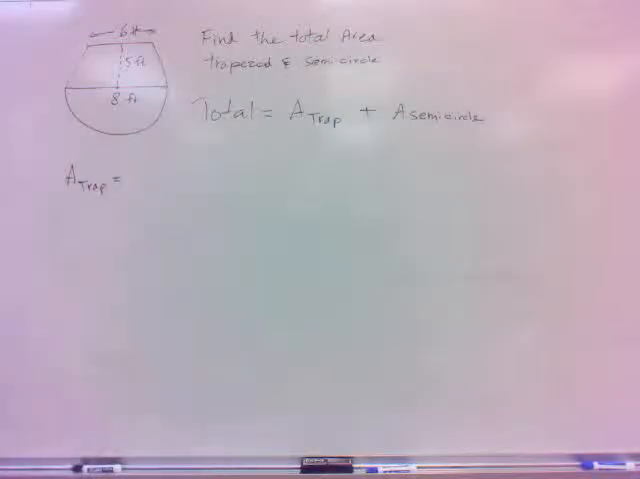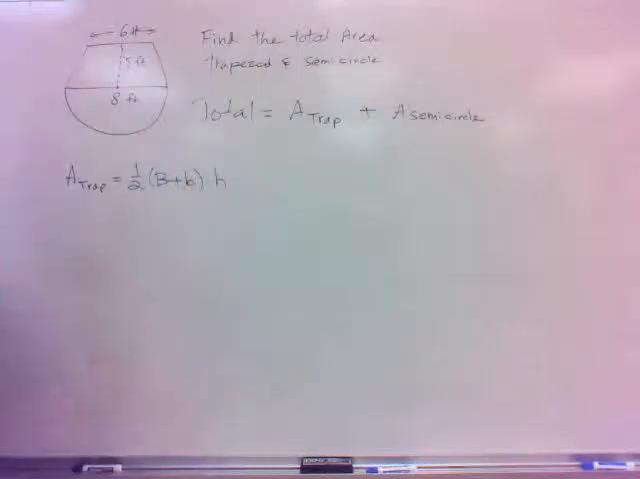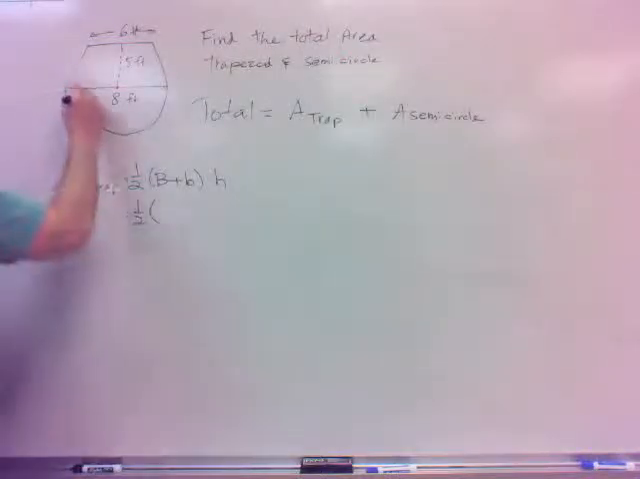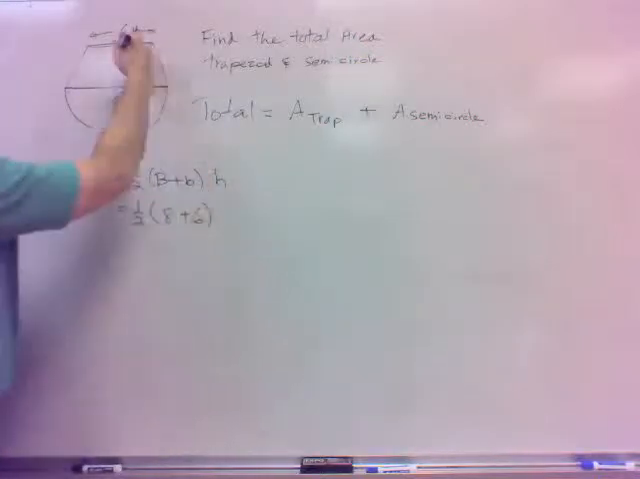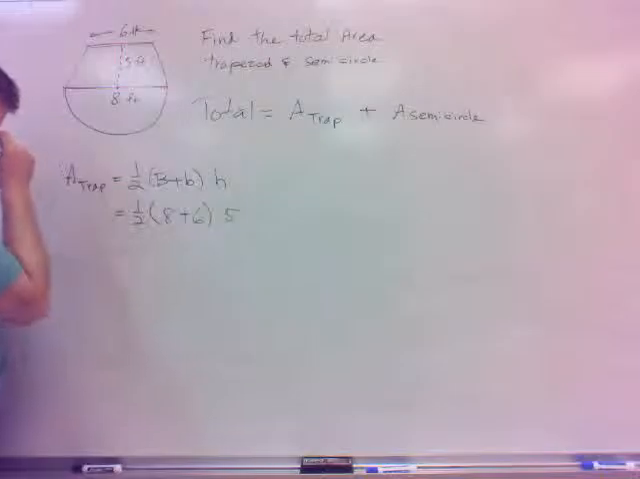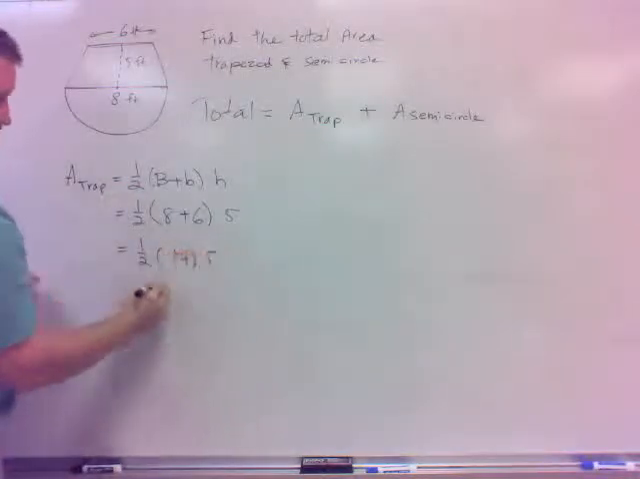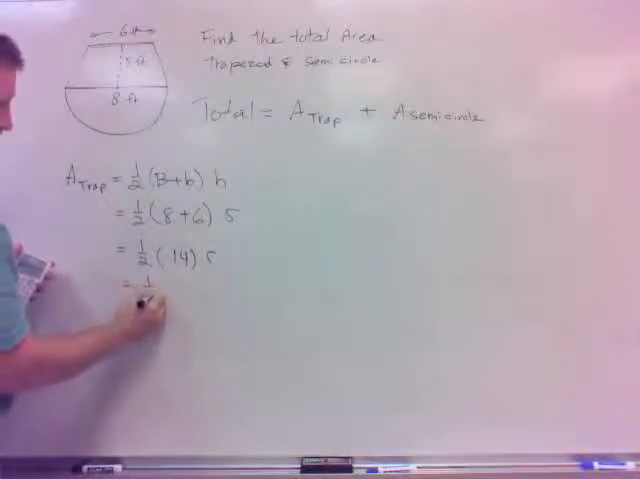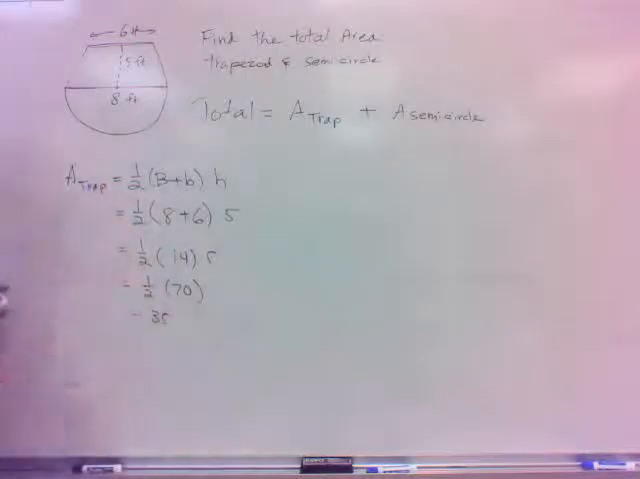Trapezoid formula. What is it? 1/2 big B plus little b times h. So that'd be 1/2. The big B is the length across there, so that's 8. The little b is the length across there, so that's 6. And then the height is there, so that's 5. So it's 1/2 times 14 times 5. See, 14 times 5 is 70. So it's half of 70, which is 35. So the trapezoid area, 35? Is that okay?